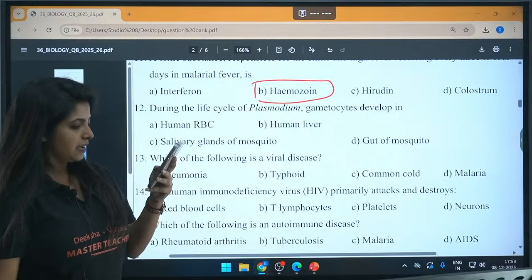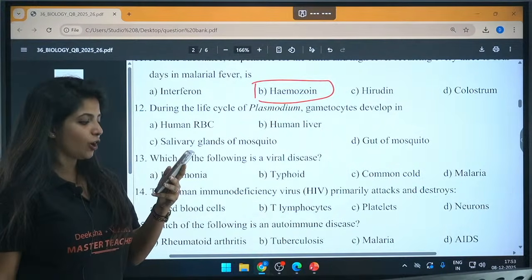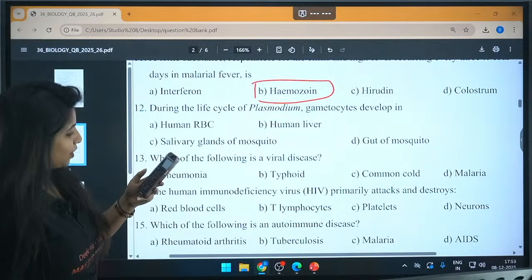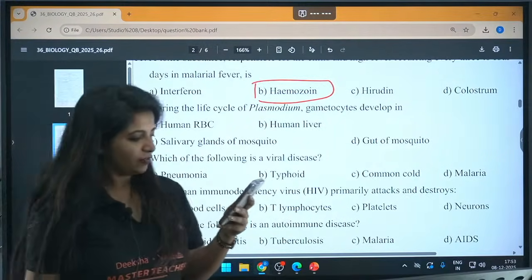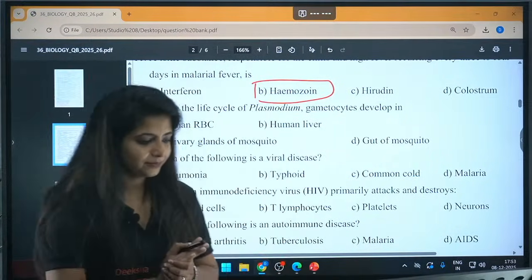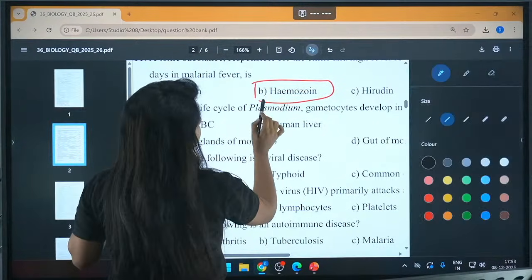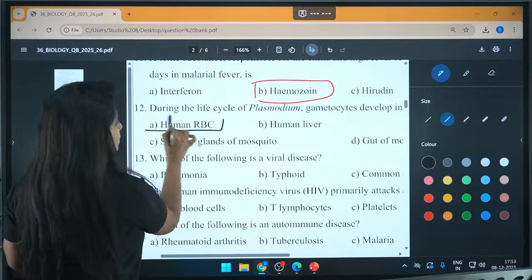What is the answer for this? Anyone else have any other options to tell? Rukmani says the answer is A. Okay. Chalo. Vidya also says the answer is A. Well, Rukmani and Vidya, you guys are correct over here because the actual answer is this only.